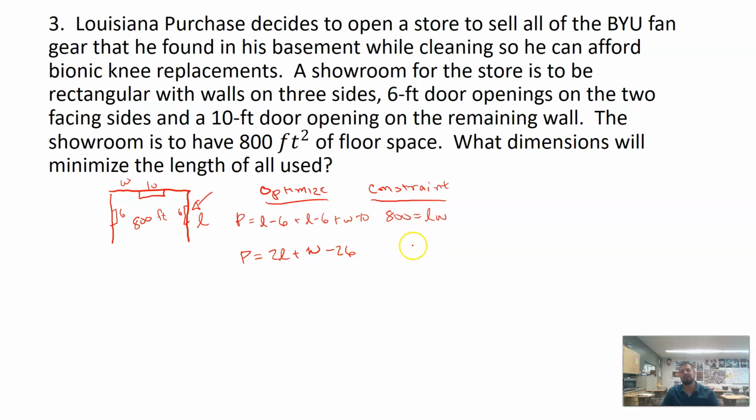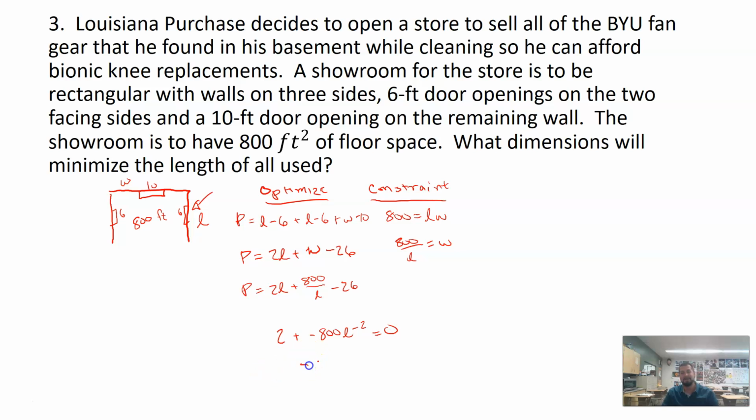So now what I'm going to do is get one of the letters by itself in the constraint equation. Doesn't matter which one. So I'm going to get W by itself. Then I'm going to plug that into my perimeter equation, 2L plus 800 over L minus 26. Then I'm going to take the derivative of that. Well, the derivative is 2 plus negative 800 times L to the negative 2. I set that equal to 0.